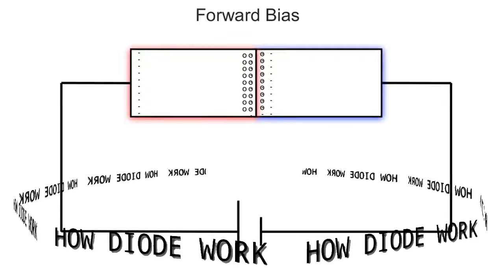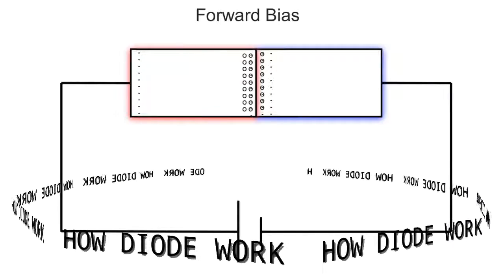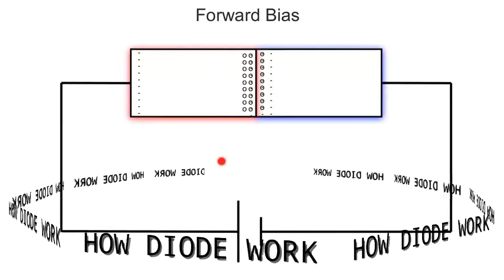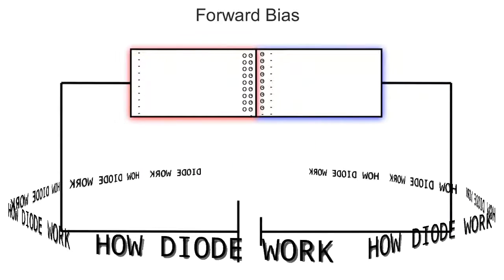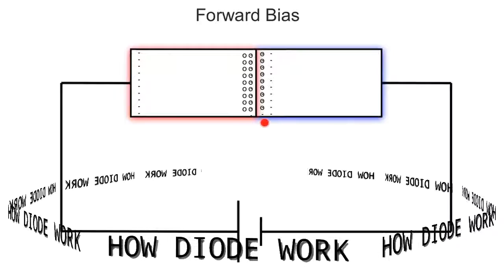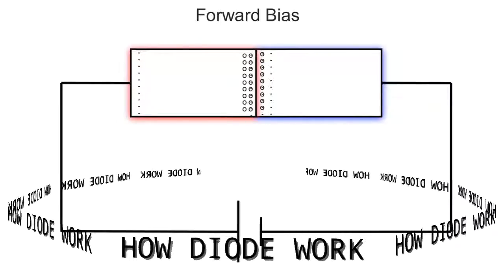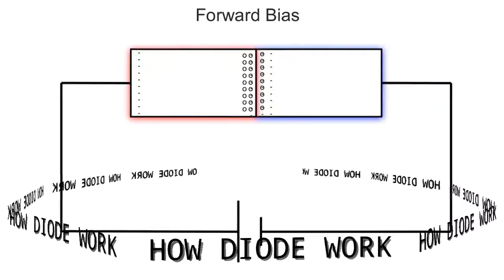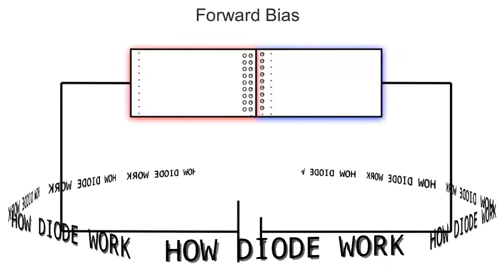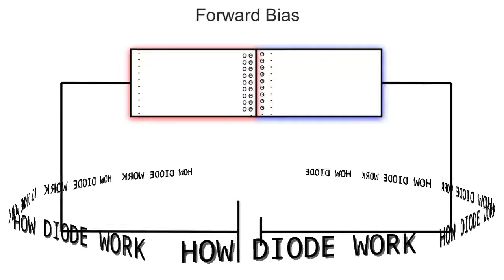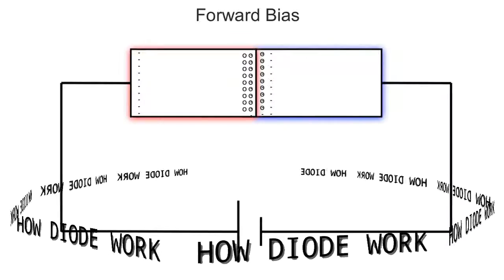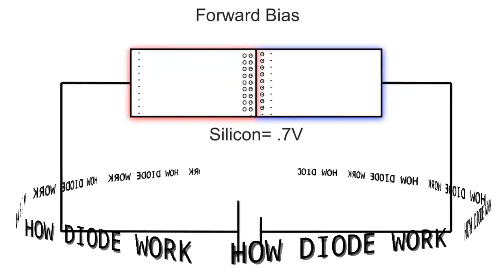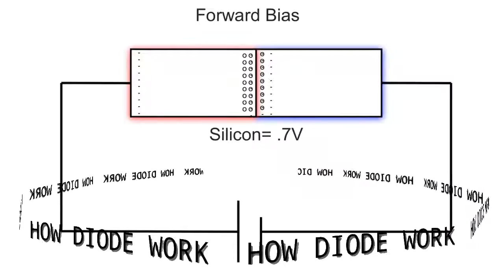Now when that happens, we have a depletion region still. Before it was this big, then when we had reverse bias, it was huge, and now when we're in forward bias, it's still got a little bit of a depletion region here. There is a little bit of potential difference. With a silicon diode, when it is in forward bias, it will have a forward bias voltage of 0.7 volts. Again, this is only when it is in forward bias. When it is in reverse bias, it doesn't have a forward voltage.